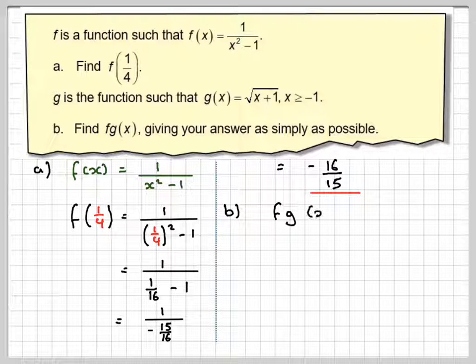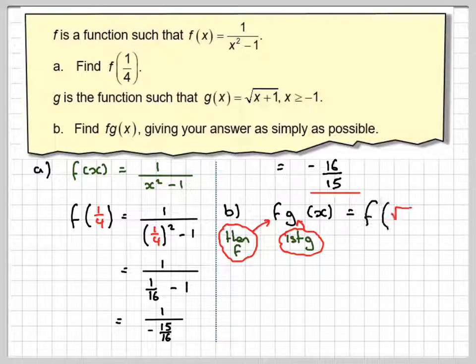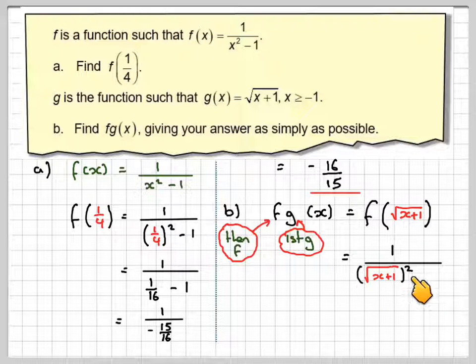To find fg, this means first do g and then do f. So basically we've got to find f of g, which is f of the square root of x plus 1. Now everywhere there's an x in f, we replace it with the square root of x plus 1. So there's going to be 1 over the square root of x plus 1, squared, minus 1.